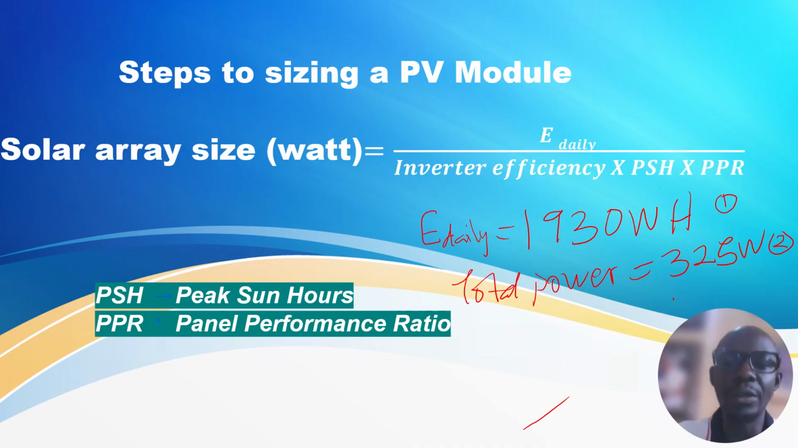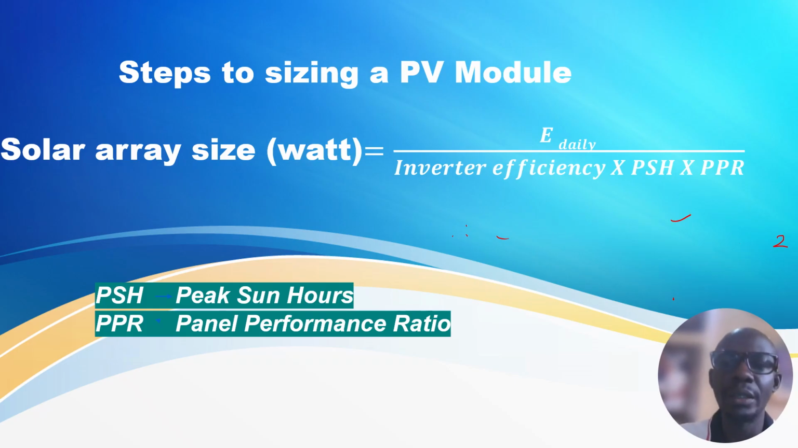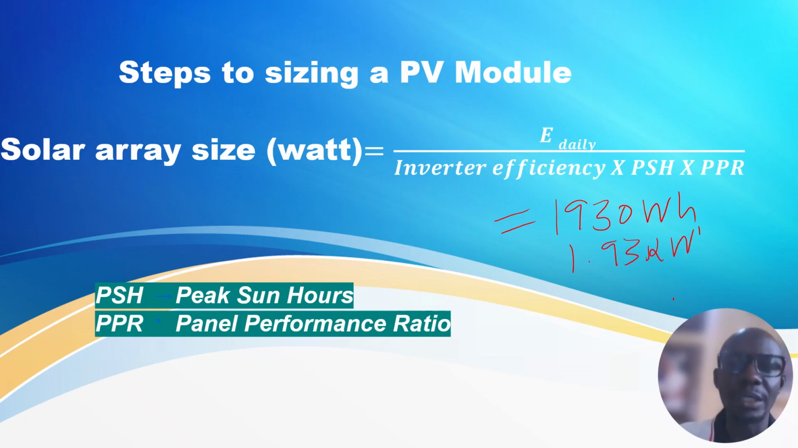So let's take note of this data: 1, 2, and then 3, because we'll make use of them. So back to how to size our solar array. E daily. Remember, our E daily is 1930 watt hour. That is 1.93 kilowatt hour. That's the average energy consumed daily by the client. And the inverter efficiency, we use 0.9.